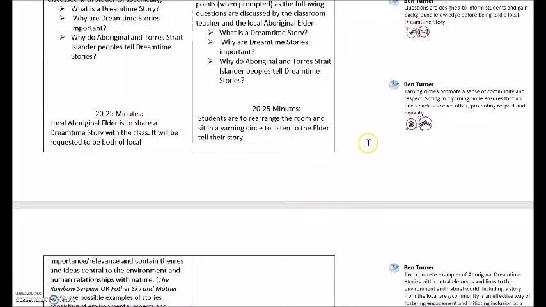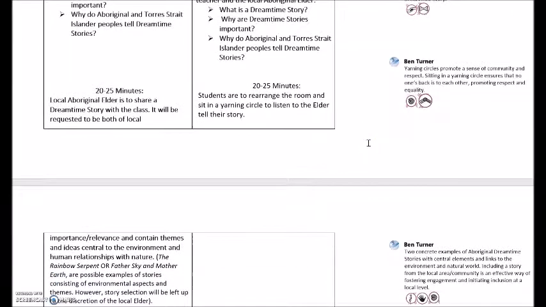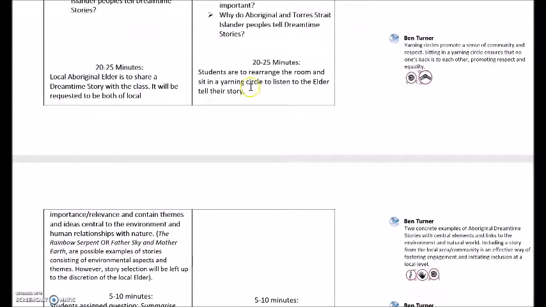Before the Dreamtime story is told by the local Indigenous elder, students are to sit into a yarning circle. A yarning circle promotes a sense of community and respect. Sitting in a yarning circle ensures that no one's back is to each other, promoting respect and equality. This is one of the key aspects of the lesson. It's a way of implementing Indigenous pedagogy. It is tactile and it targets communityness and togetherness.